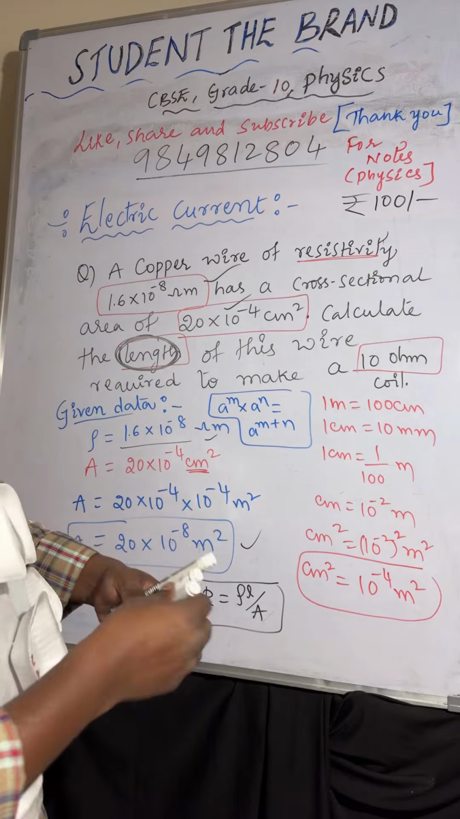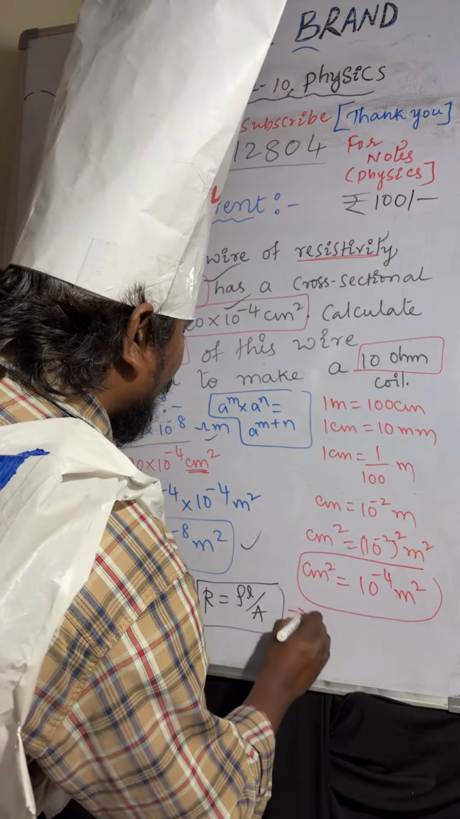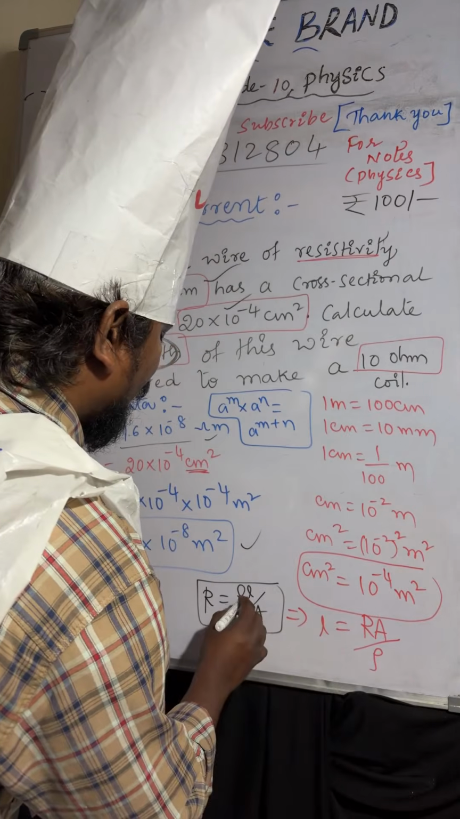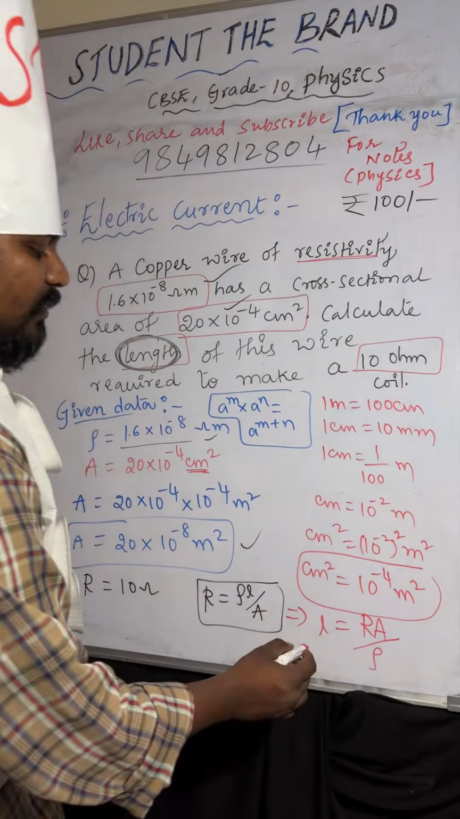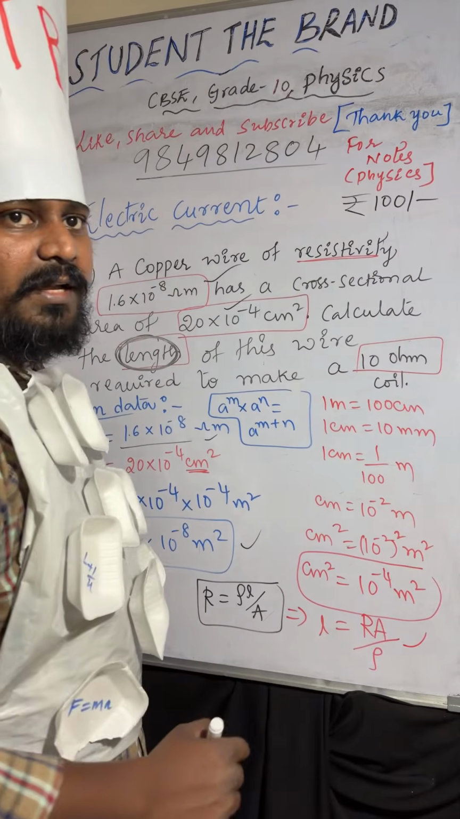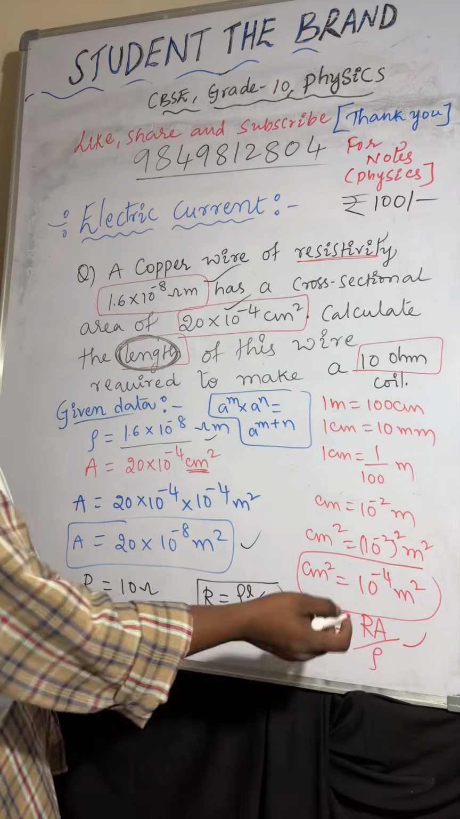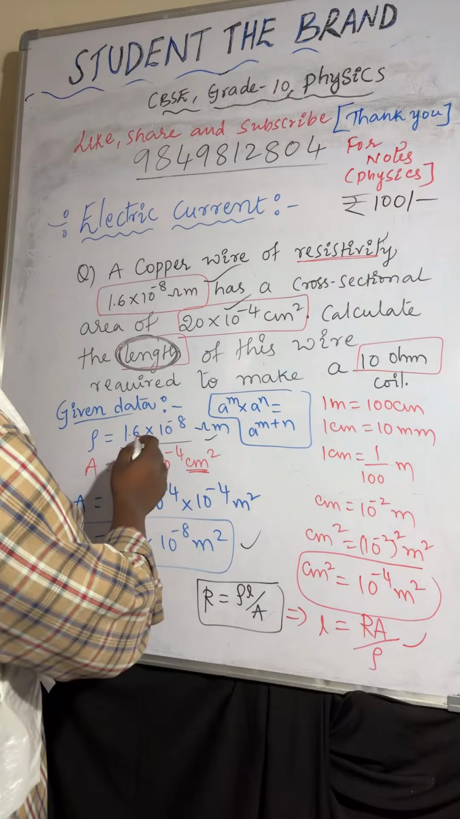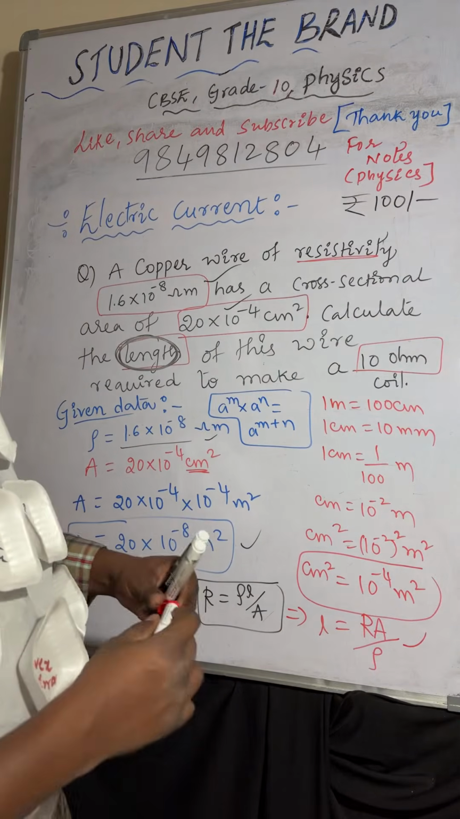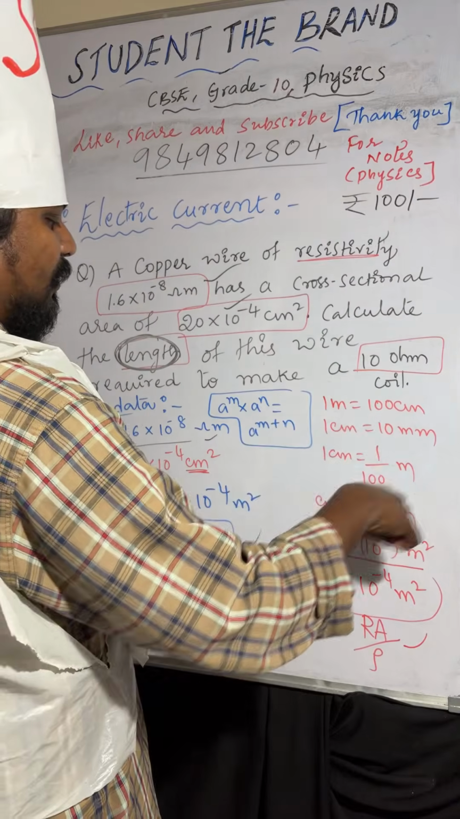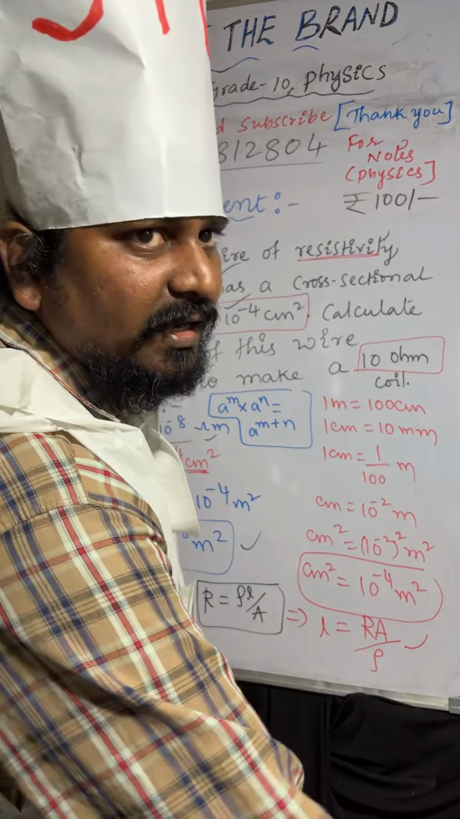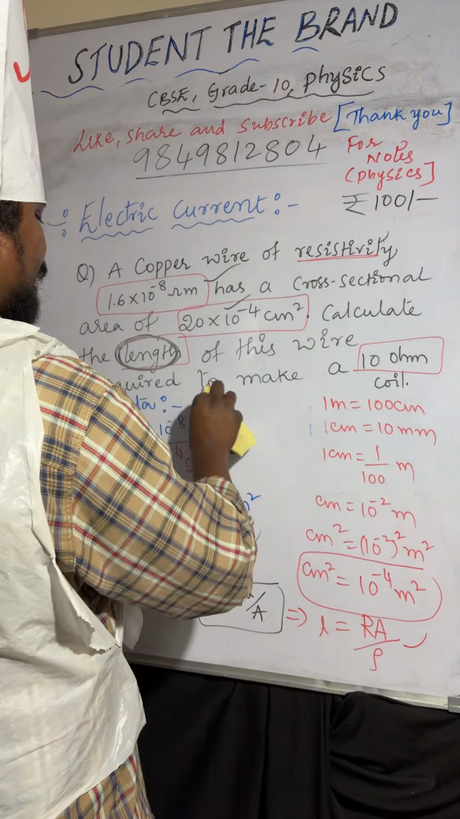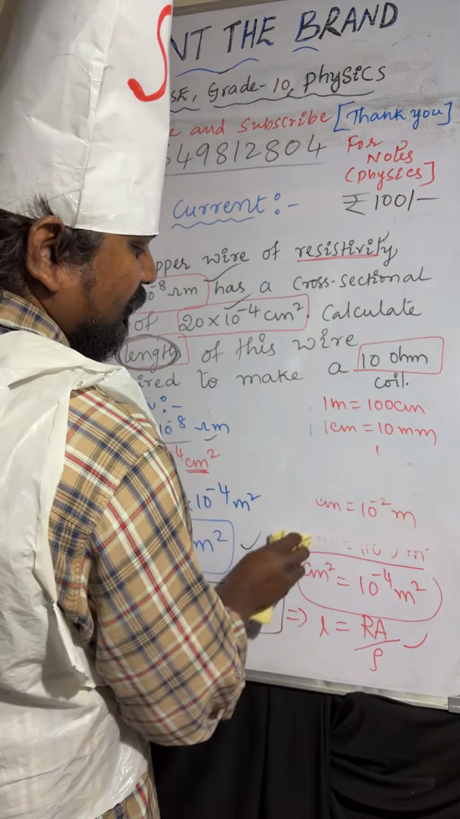So take the length formula from this equation, that is L equal to RA by rho. Yes, this is the formula. Now substitute all the values. So 10 into 20 into 10 power minus 8, by rho, 1.6 into 10 power minus 8. Anyway, this calculation you know, so that's why I'm erasing this calculation and this formula also.